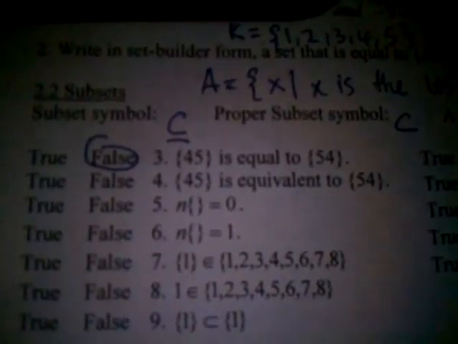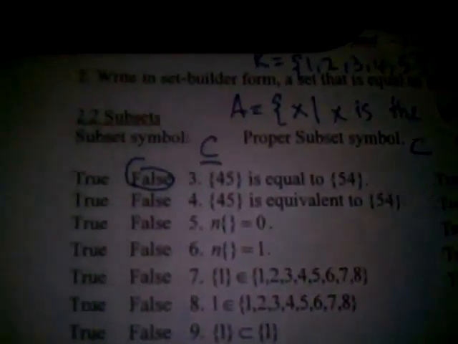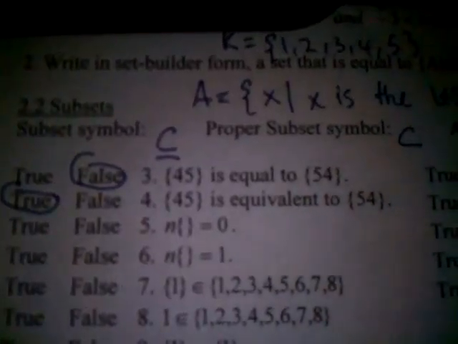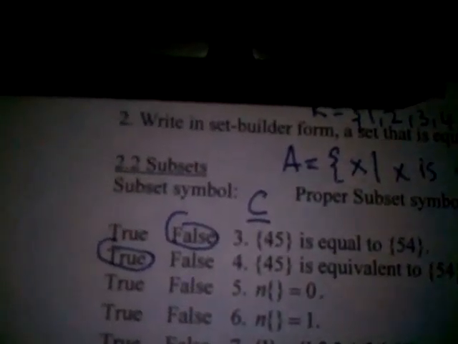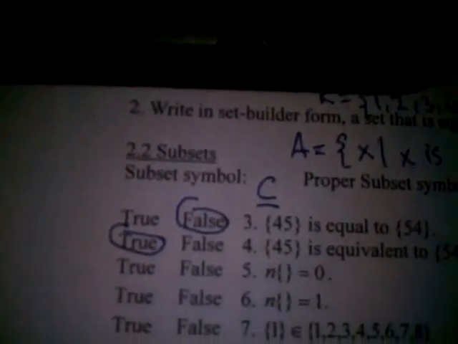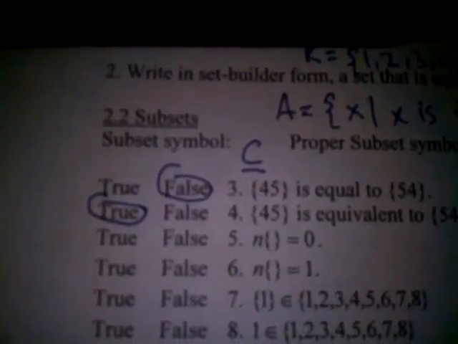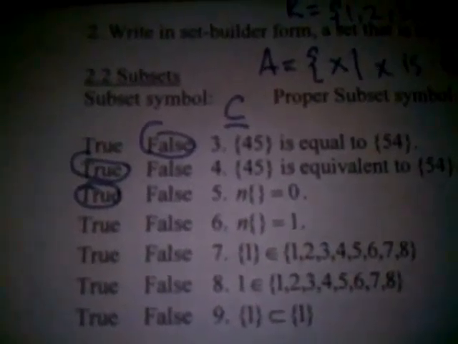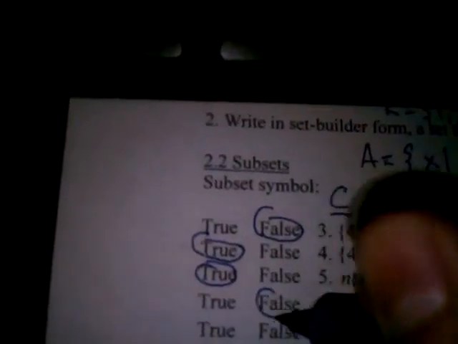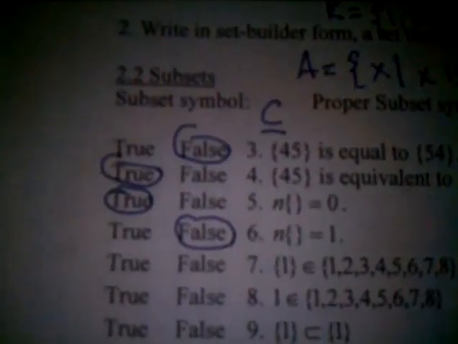But question 4 says 45 is equivalent to 54. This is true. Because with equivalent, we are talking about the cardinal. So we have one number here and one number on the other side. So the cardinals match. In this case, that will be true. Question 5, the cardinal for the empty set is 0. This is true. And question number 6, the cardinal for the empty set is 1. This is false.